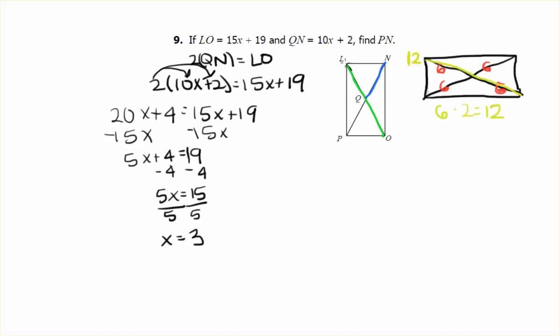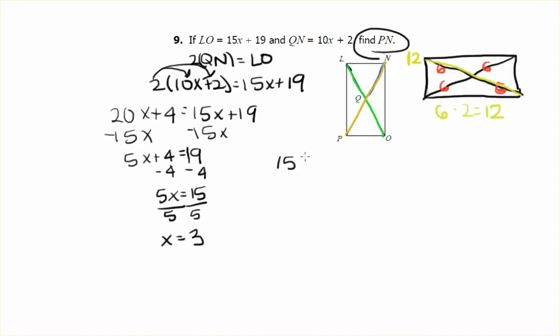So now at this point we could see what they're asking us for. So they're actually asking us for PN. So they want the whole length of that other diagonal. They want this whole diagonal here. So there's 2 ways you could do it. Just depends what way you see it best. So what I mean by that is you could either plug it into LO, and that would be your straight answer since the 2 diagonals are equal. So I'm going to do it that way.